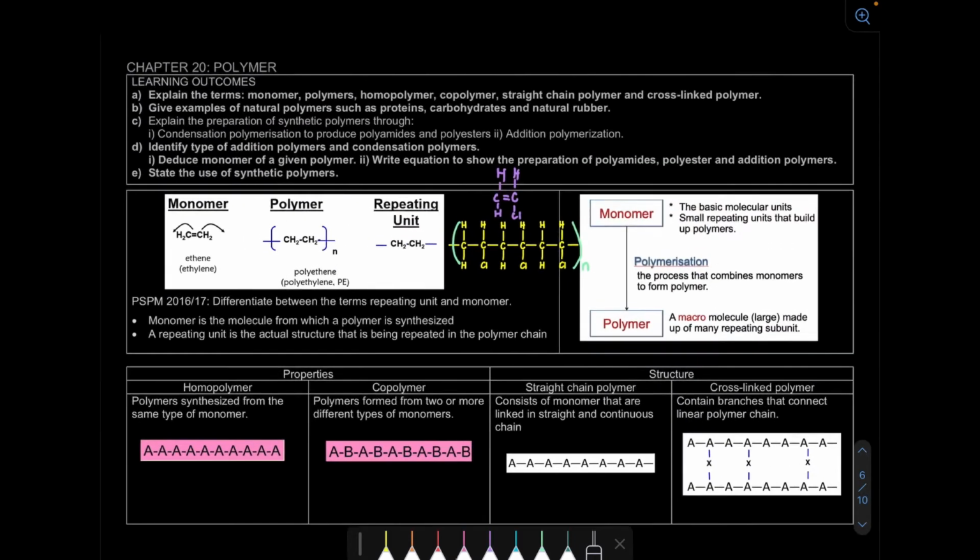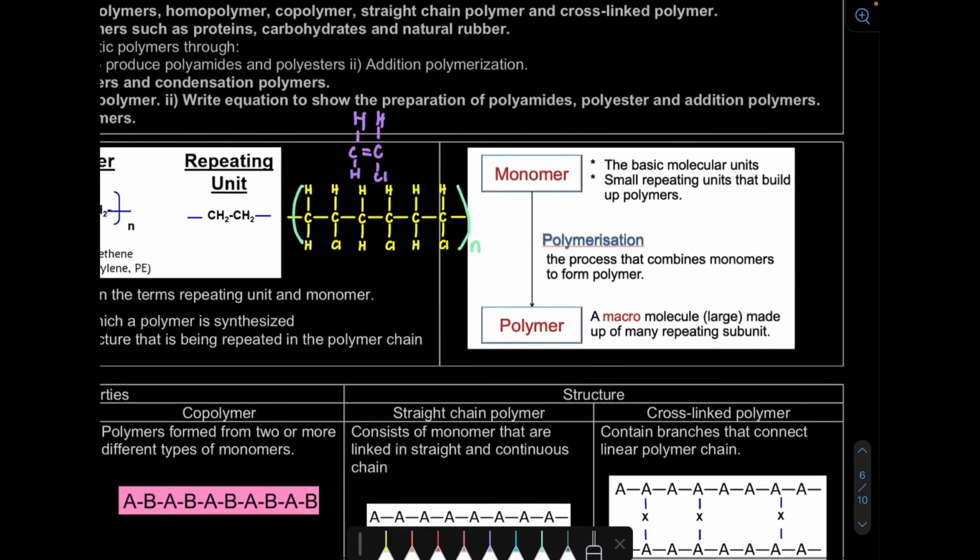Okay, sebab ada in 1 year question PSPM 2016-17, they ask you to differentiate between the term repeating unit dengan monomer. Okay, so monomer tu is the molecule from which a polymer is synthesized. So that is the original one, the original molecule that will form our polymer. So what is actually repeating unit? Repeating unit ni is the actual structure that is being repeated. So benda tu yang diulang sahaja. Okay. So again, just to remind you again, monomer tu is actually the basic molecular unit, and it's a small repeating unit lah. Small repeating units that build up polymer.